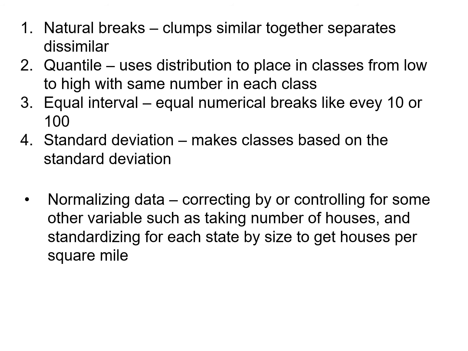Equal interval is just equal interval. Standard deviation makes classes based on the standard deviation of the variance of the entire data set. Normalizing data is something we do where we take another bit of information and use it to standardize or normalize our values. Think of it like the example they're using here, standardizing for each state by size to get houses per square mile.